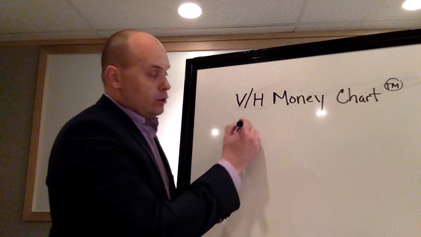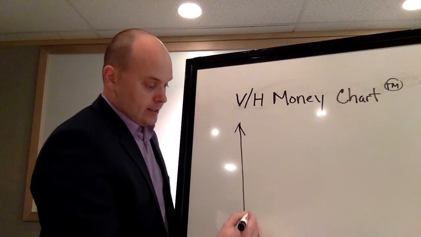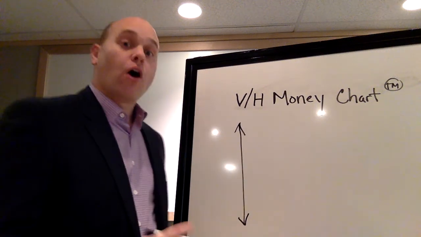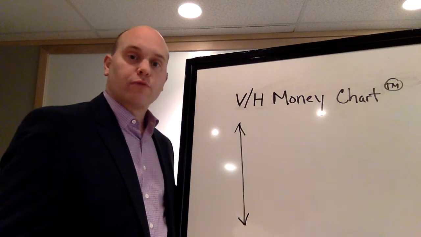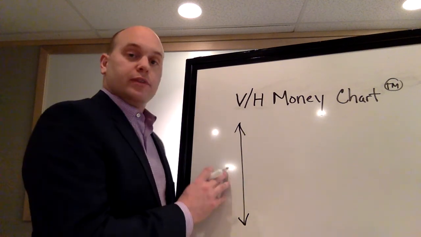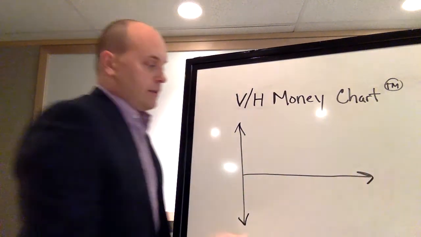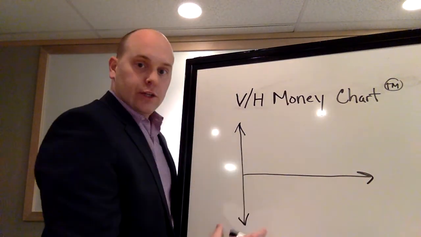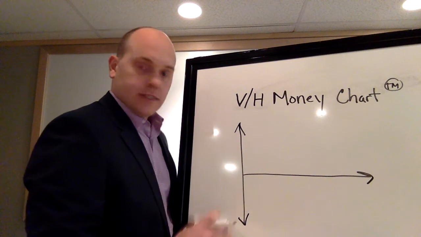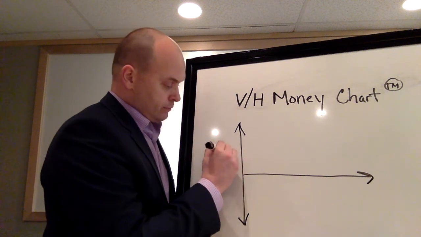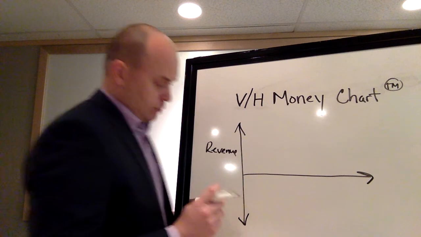So what we do is, and you can do this at home, it's quite a simple exercise. But this is the first thing we do with all of our clients. Before we get into goals and before we get into anything else, we start with the V8 money chart. So the V8 money chart is quite simply this. So what you want to do is you want to track your revenue and your expenses. So your revenue is on the top and your expenses on the bottom.